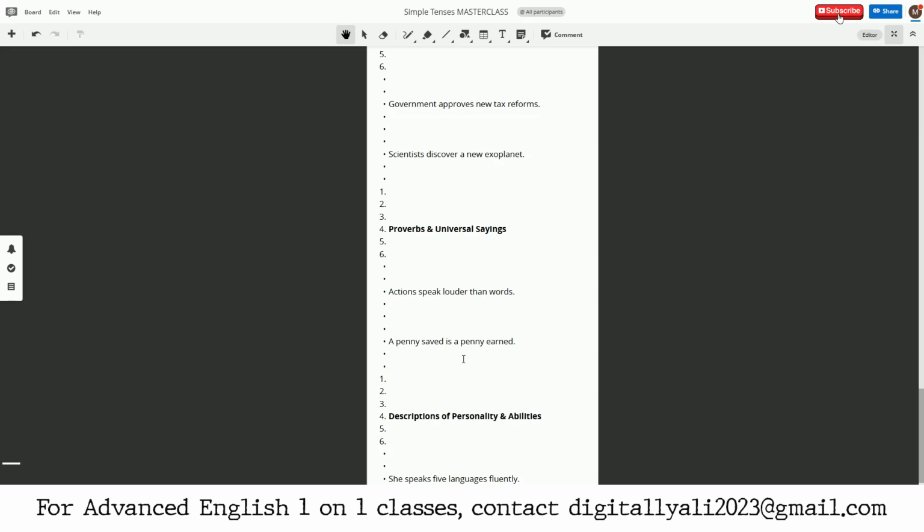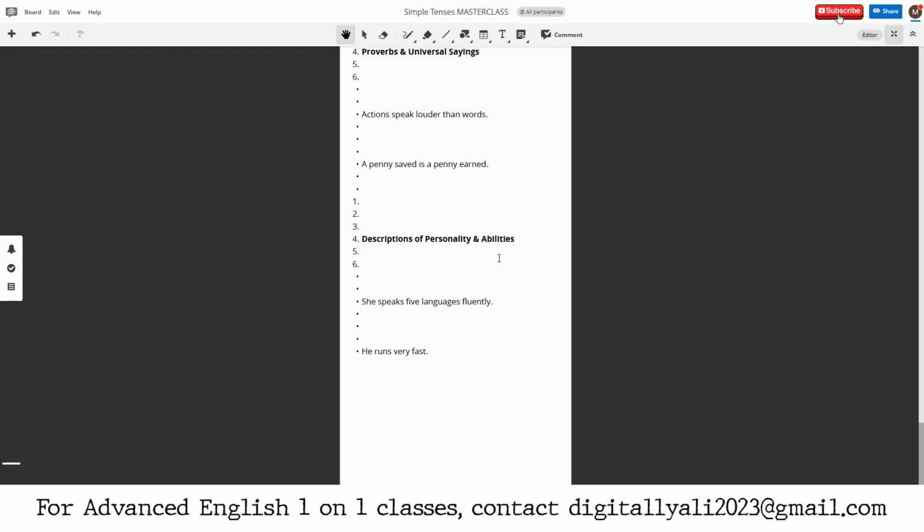And then proverbs and universal sayings: actions speak louder than words. A penny saved is a penny earned. So these are proverbs. Finally, descriptions of personality and abilities. So she speaks 5 languages fluently. These are descriptions of personality and abilities. He runs very fast. We come to know something by this description, right? So it describes in the present simple. And then he runs very fast. So it also describes his running. So these descriptive forms are also presented in present simple, right?